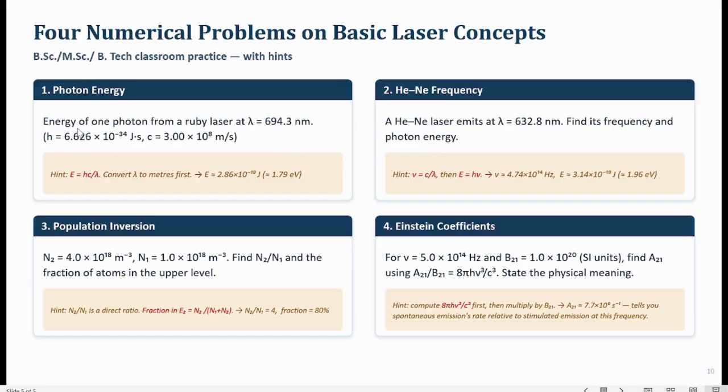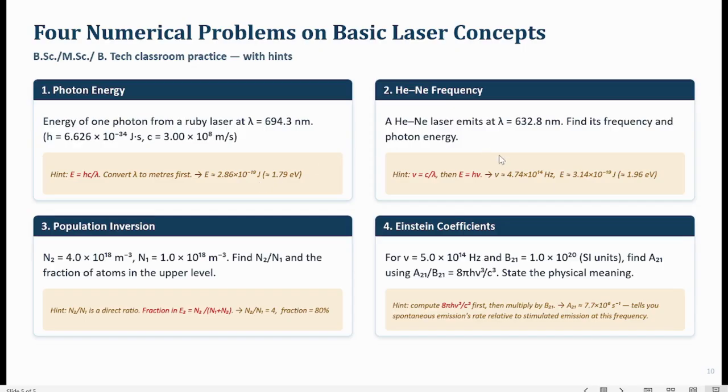Here I have given one photon from a ruby laser, which is emitted at a wavelength of 694.3 nanometer, and you are asked to calculate the energy of this photon. So it is very simple. You can calculate the energy by using the relation E equal to hc over lambda. So lambda is first converted to meters, and then we will get the energy of the photon as 2.86 into 10 to the power minus 19 joules.